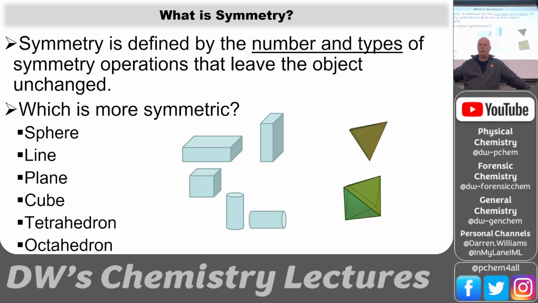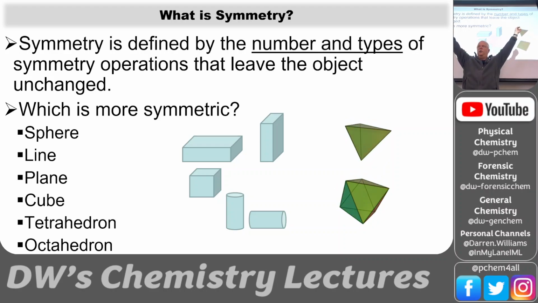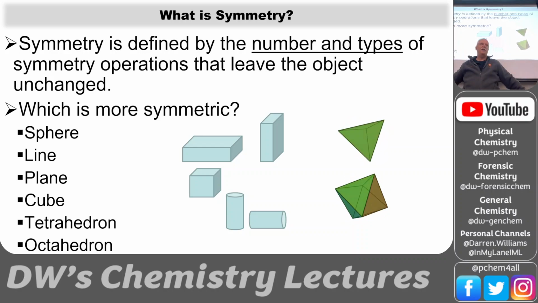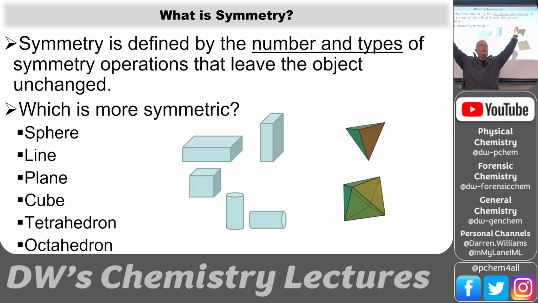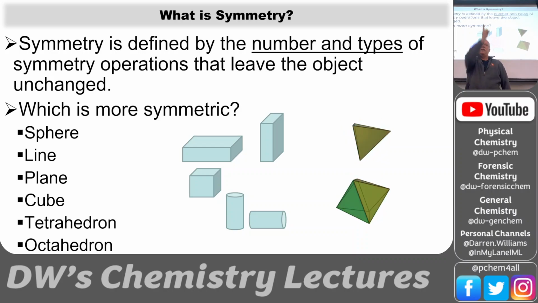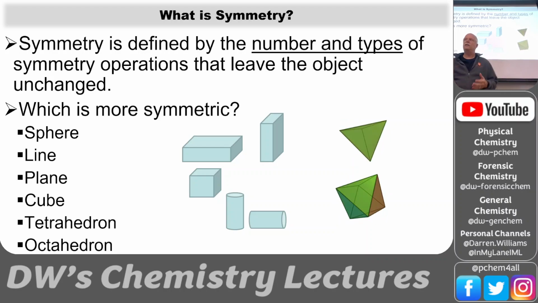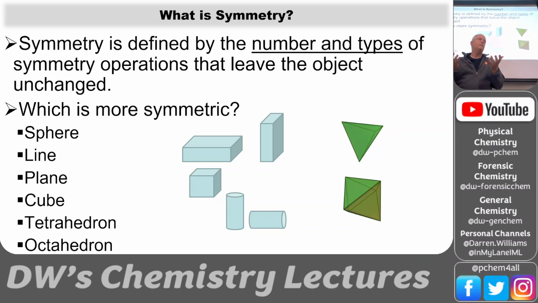If this was water and I rotated it this way and you open your eyes, you'd see the hydrogens up here and they used to be down there. You would say, no, something's happened to the molecule, it's not unchanged. So that means that water does not have a rotational axis this way because that doesn't leave the molecule unchanged. But it does have a rotation axis this way because you can rotate it and it leaves the molecule unchanged. So that's what we're looking for: things you do to the molecule that leave it unchanged.